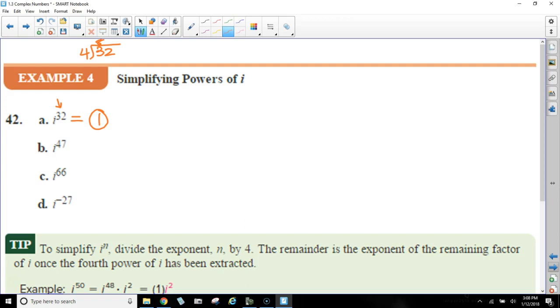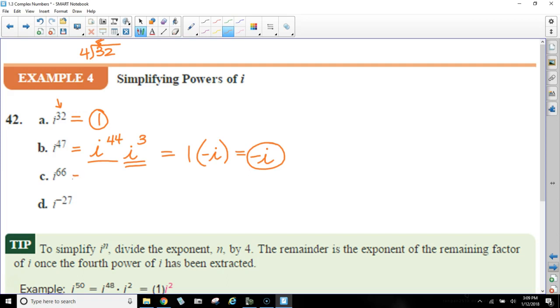I to the 47th on part B, 47 is not a multiple of 4. And so what we're going to do is use our rules for exponents to break this down into i to the 44th times i to the 3rd. The reason I did it this way is so that this first term, i to the 44th, is just 1. And then i cubed, remember from the box above, is negative i. And 1 times negative i is just negative i. That is where i to the 47th would fall in the pattern.